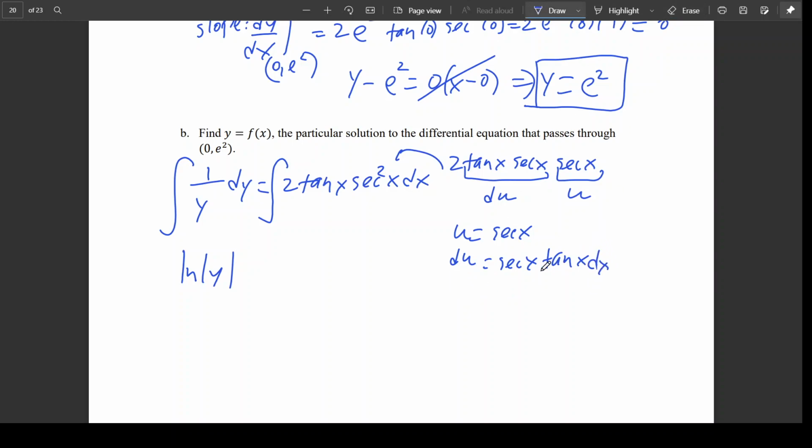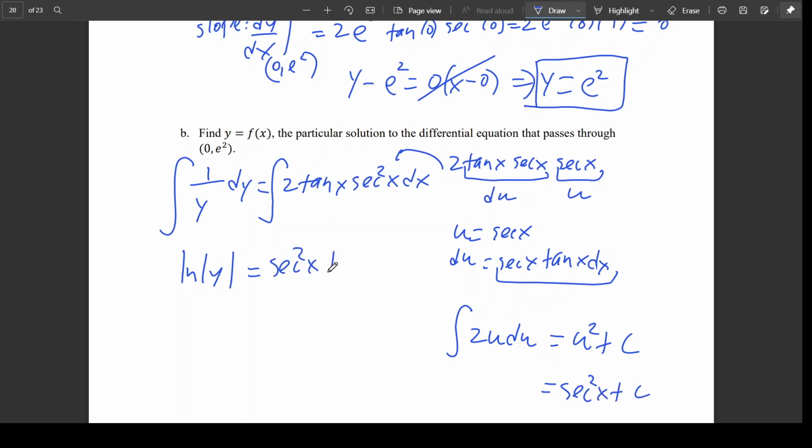I bring that dx over here and substitute, and I'll get the integral of 2u du. The u is secant of x, and the remainder, secant of x tangent of x dx, is the du. So now I have the integral of 2u du, which is u squared plus c. It would be u squared over 2, but then the 2 and this 2 cancel, and we're just left with u squared. Remember, u is equal to secant of x, so this is secant squared of x plus c. So we have ln of y equals secant squared x plus c.